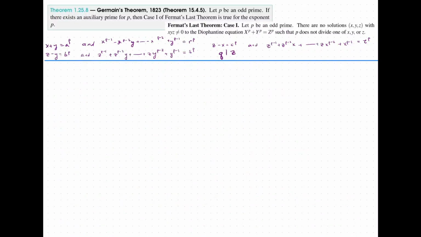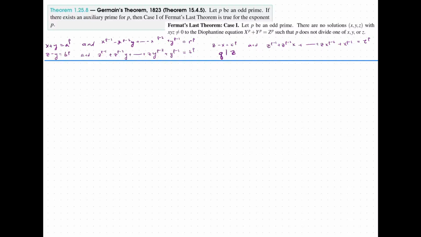So here is a summary of what we have shown. We have that x plus y is equal to a to the p, z minus y is equal to b to the p, and similarly z minus x is equal to c to the p. And then the secondary factors, we showed that that was equal to r to the p, s to the p, and t to the p, where a, b, c, r, s, t are all natural numbers. We just showed that q divides z after relabeling.